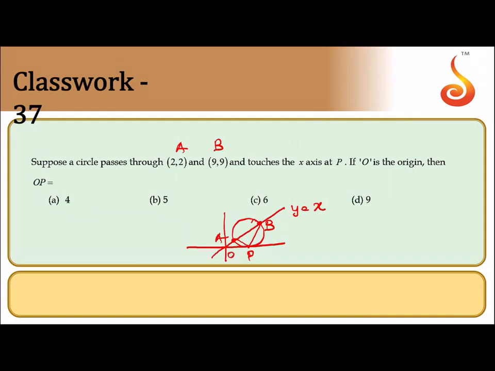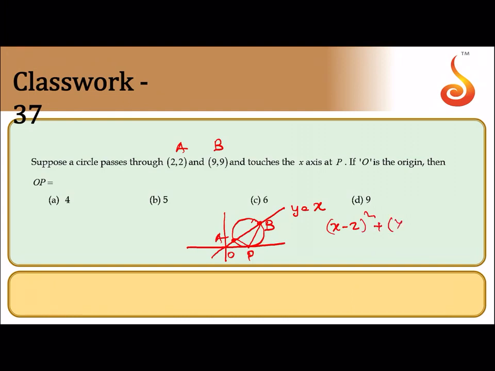So like this. This is the O. He is asking the OP where it touches. So you have to find a circle. In the circle you have to substitute these two values. You solve it and from that we get an equation.